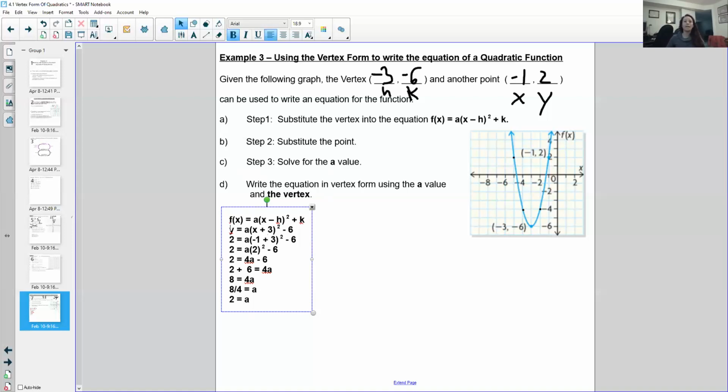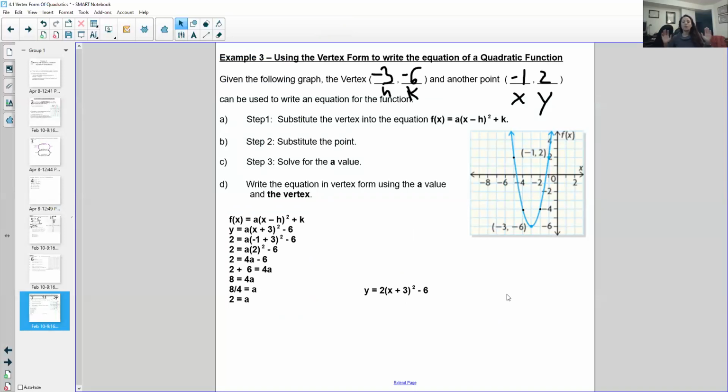So I'm going to come back up here. I'm going to get my function. I'm going to take my h and plug it in. I'm going to take my k and plug it in. And then my a value we found to be 2 is going to be 2. And this is your vertex form of a quadratic.